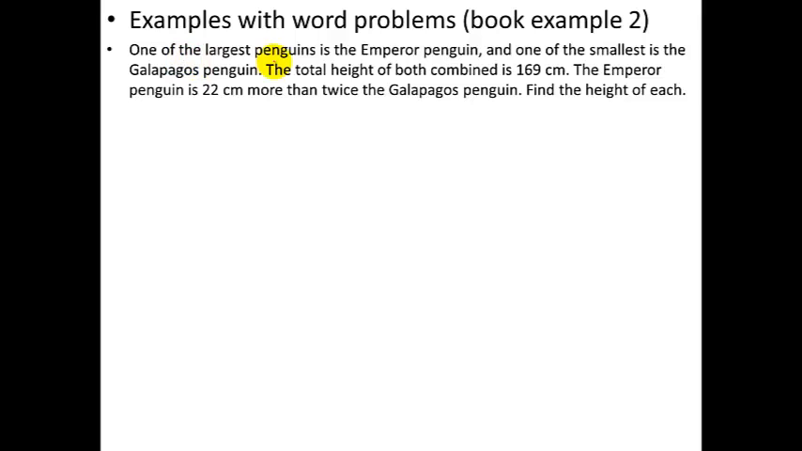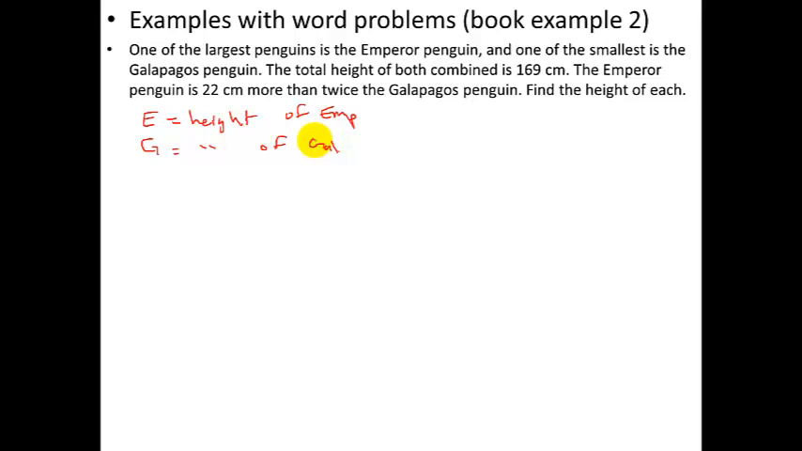Here we go. One of the largest penguins is the emperor penguin, and one of the smallest is the Galapagos penguin. The total height of both combined is 169 centimeters. The emperor penguin is 22 centimeters more than twice the Galapagos penguin. Find the height of each. So the first thing we want to do is create our variables. So we're going to choose capital E to be the height of the emperor penguin, and I'm going to choose capital G to be the height of the Galapagos penguin.